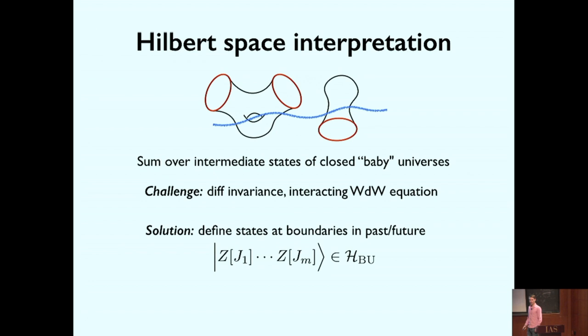Our solution is that there is a nice set of states. We just define this set of states at the asymptotic past. I define my initial state by the set of boundaries. So the set of boundaries in the past, I stick them in a ket. The set of boundaries in the future, I stick them in a bra. And this here would be Z of J3, I think it was labeled last time. And that would be a state in what I'll call H_BU, the Hilbert space of baby universes, of closed universes. So this describes some set of states.